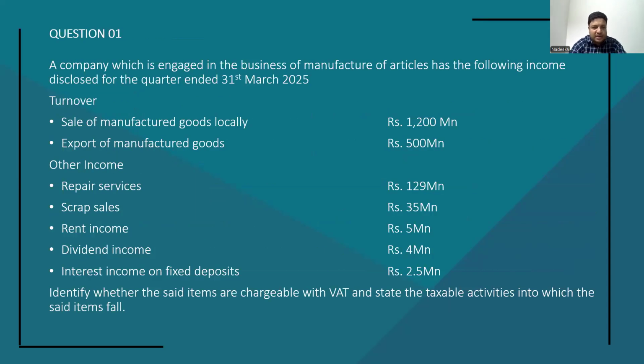Right. Now let's look at question number 1 to get an understanding about the meaning of taxable activity. A company which is engaged in the business of manufacture of articles has the following income disclosed for the quarter ended 31st March 2025. Turnover, sale of manufactured goods locally, 1,200 million. Export of manufactured goods, 500 million. And other income, they have repair services, 129 million. Scrap sales, 35 million. Rent income, 5 million. Dividend income, 4 million. And interest income on fixed deposit, 2.5 million. Identify whether the said items are chargeable with VAT and state the taxable activities into which the said items fall.